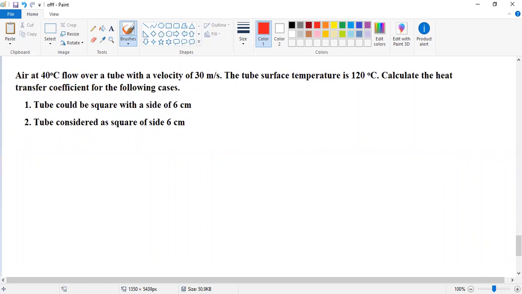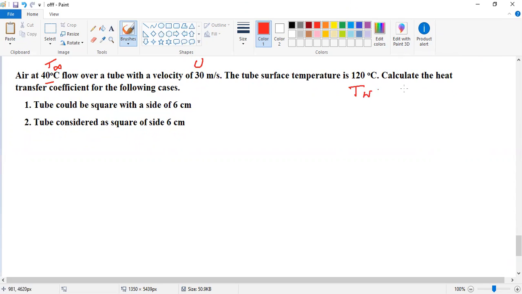So this is a tube section problem. Just let me give the outline of the problem. We have air at 40 degrees Celsius, that is the fluid temperature, T infinity. Velocities are given: the flow velocity is 30 meter per second.